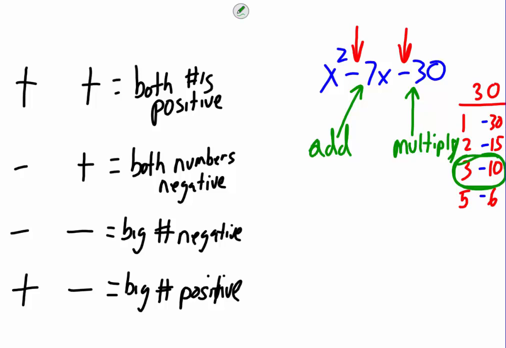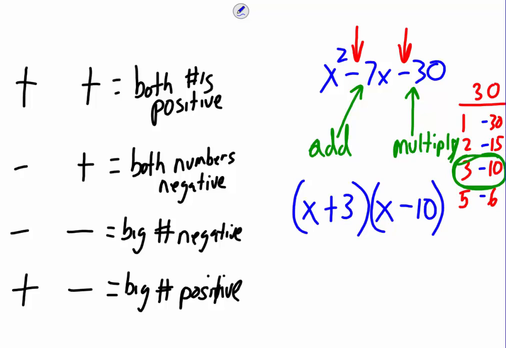Once we've found that, it's really super easy, because all we need to do is write 2 sets of parentheses, put an x in the front of both of them, and then write down those two numbers with their signs. So that's a +3 and a -10. I'm going to write down +3 and -10. I'm done. This is factored. All right, so let's try another one.